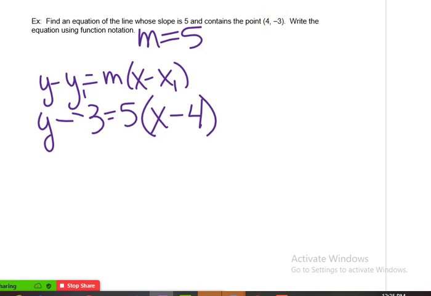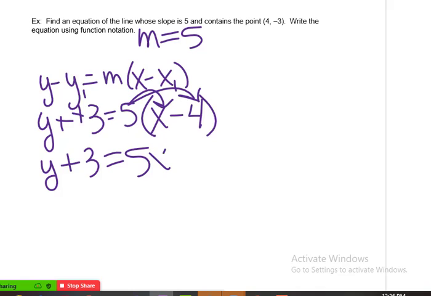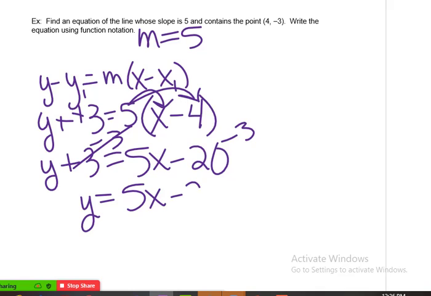and I will solve for y, because if I want to put this in function notation, I have to have that y alone. All right, well, minus a 3 is a plus. Let's go ahead and clear parentheses by multiplying this 5 through. Okay. To get y alone, I subtract 3 from both sides. And there's the equation for my line.